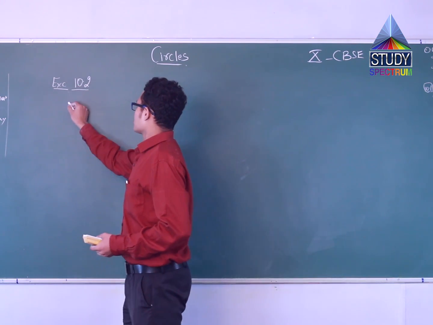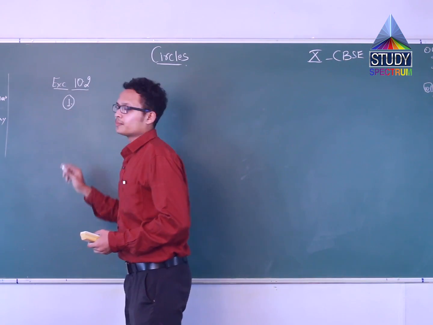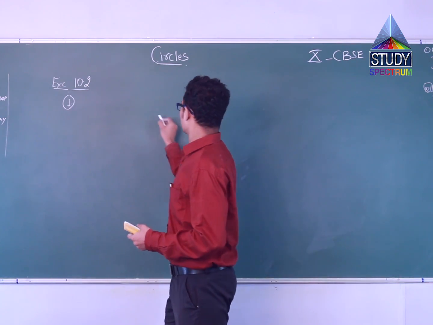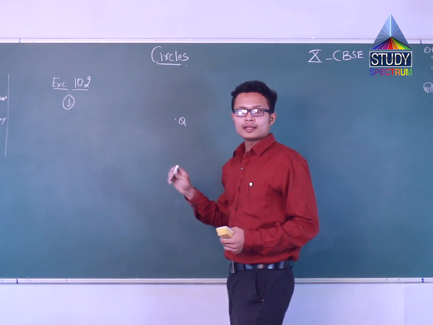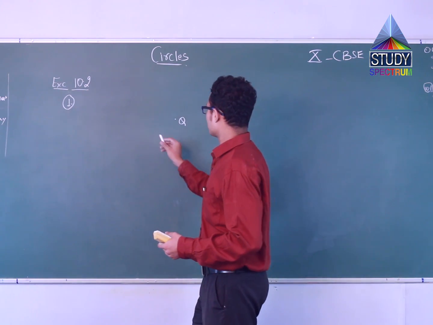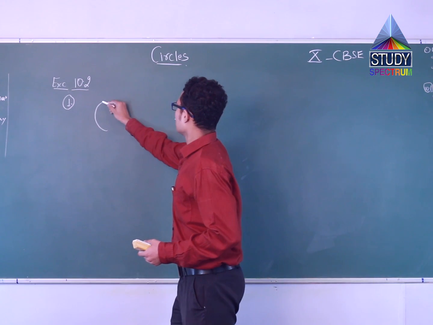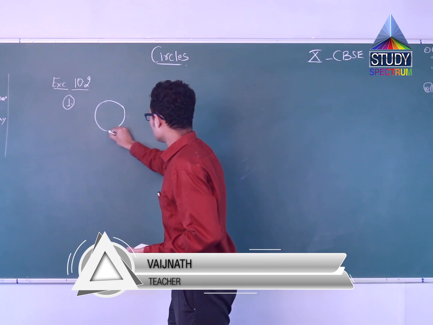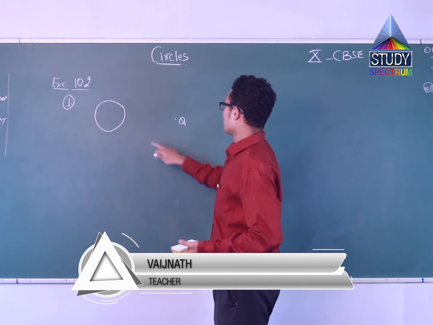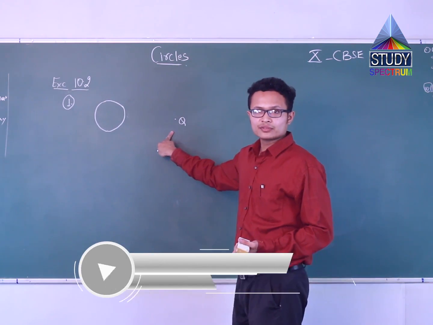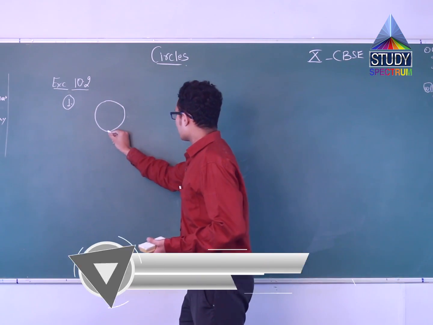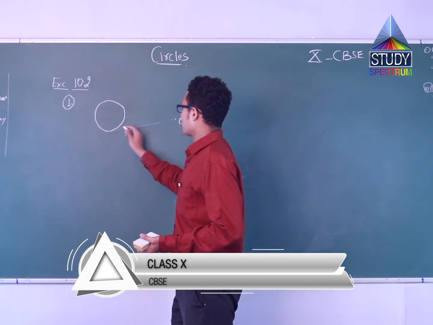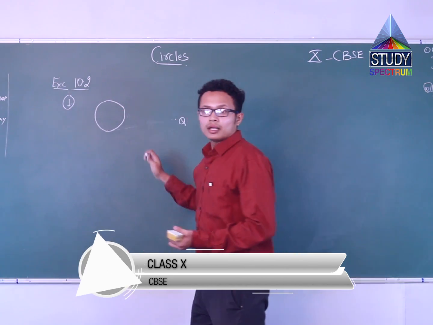Exercise 10.2, question number 1. I'll read the question for you. From a point Q, the length of the tangent to the circle is 24. Now there is a circle here. From point Q, the length of the tangent to the circle is given. So I can draw the tangent on this side or on the other side. You can draw it on any side that you want.